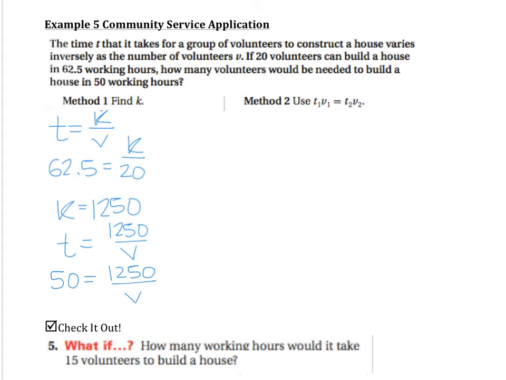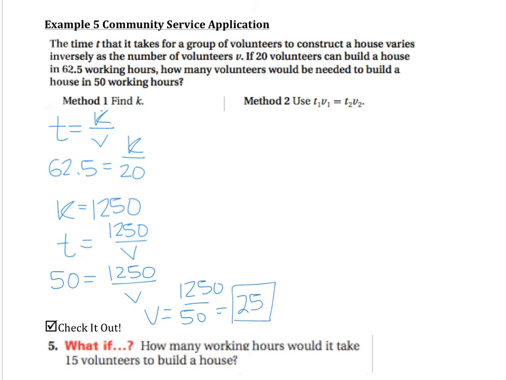So 50V equals 1250, so we'll end up with 1250 divided by 50, which is 25.